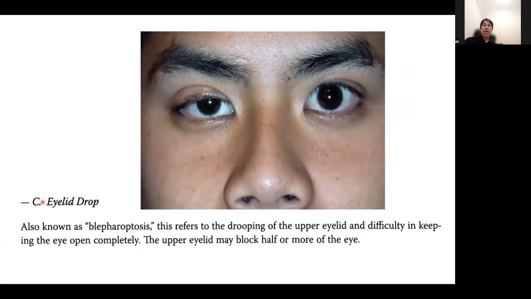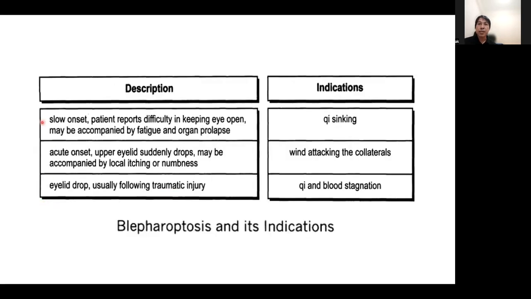Letter C, eyelid drop. You can see in the picture, also known as blepharoptosis. This refers to the dropping of the upper eyelid and difficulty in keeping the eye open completely. The upper eyelid may block half or more of the eye. If the description is slow onset, patient reports difficulty in keeping the eye open, may be accompanied by fatigue and organ prolapse, it is an indication of qi sinking.